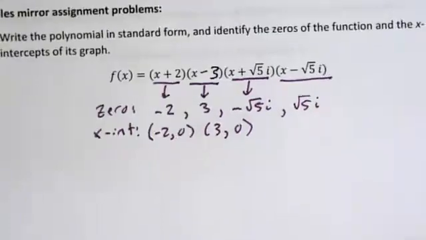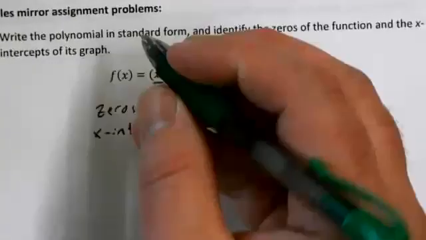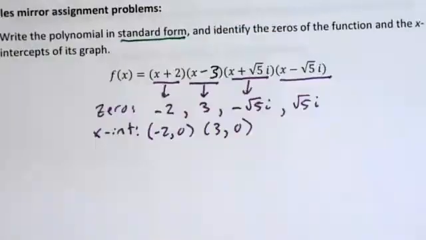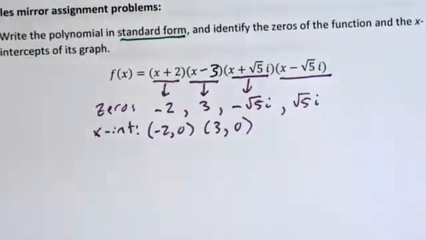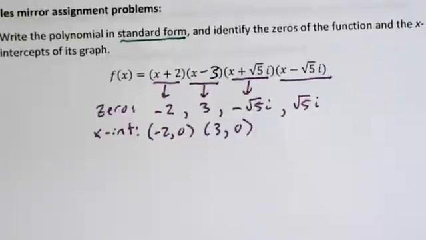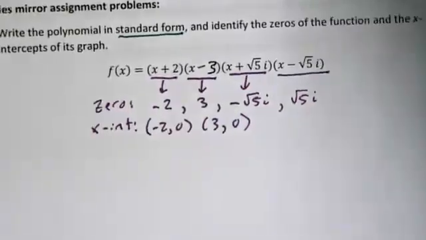All right, so we've taken care of finding the zeros and the x-intercepts. The more challenging part is going to be to write the polynomial in standard form. So basically, I need to go through and multiply all these factors out. Now, there are a couple things that are going to help us do this, some shortcuts that could make this potentially a little quicker for us.